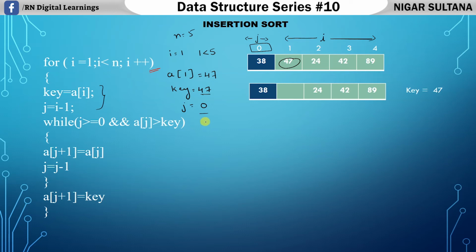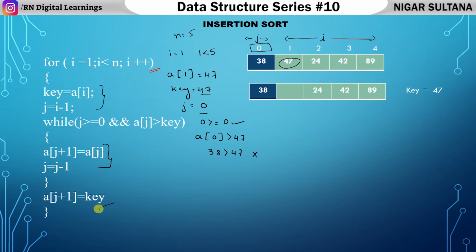Now I need to compare this. Is 0 greater than or equal to 0? This is true. And I must check another condition. A of J is A of 0. Is A of 0 greater than key? My key is 47. A of 0 is 38. Is 38 greater than 47? It is false. When this condition becomes false, no need of executing these statements.